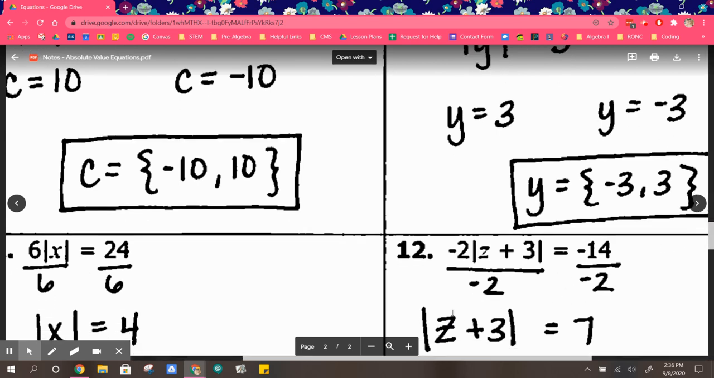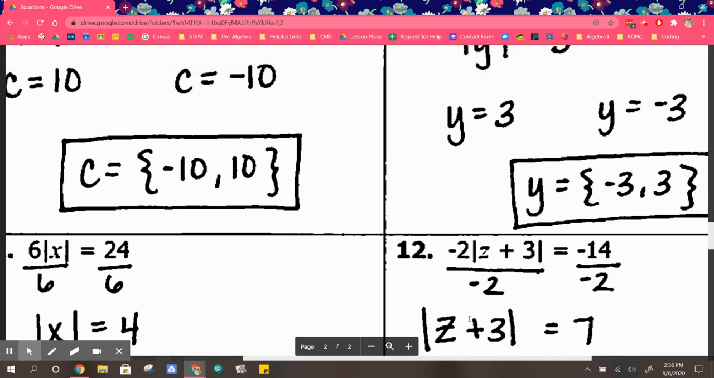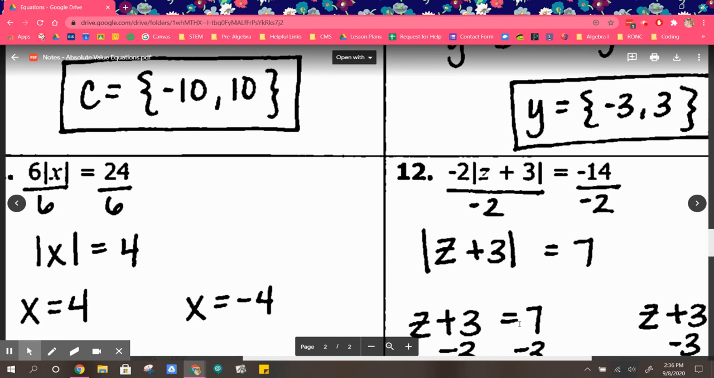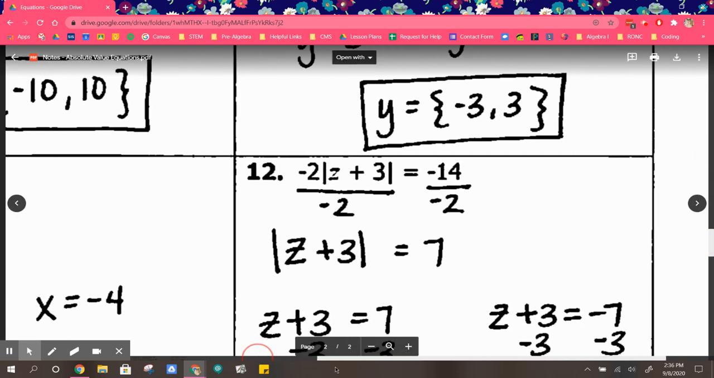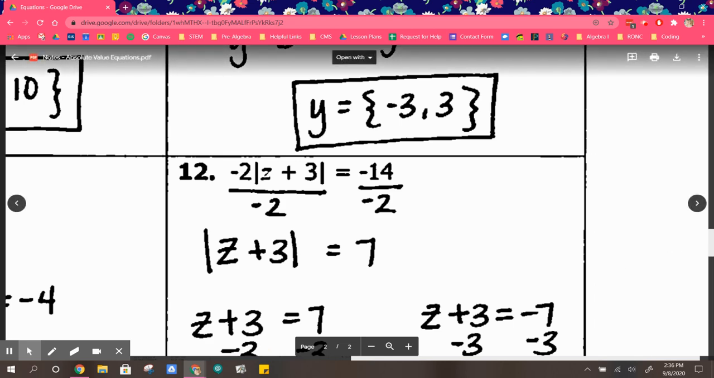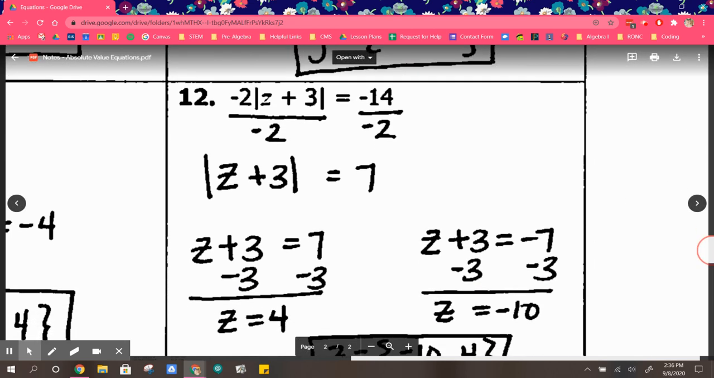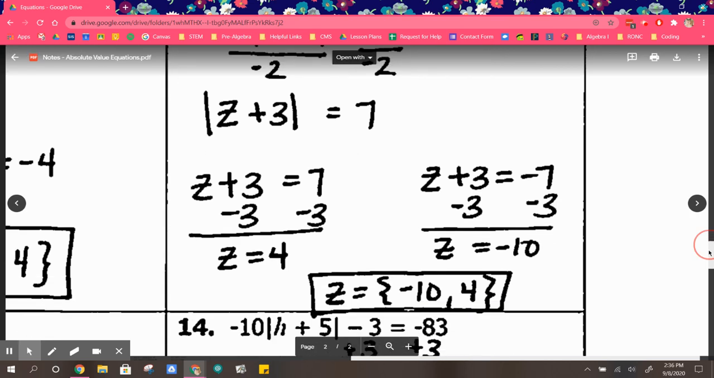Now we can go ahead and solve. So we want to take our z plus 3 and set it equal to 7, and then z plus 3 equals -7. And then once we have that, we can go ahead and solve it like a normal equation. So we're going to subtract 3 from both sides to get z equals 4 and z equals -10, depending on which one you're looking at. And there's nothing else to do there, so that's our answer.